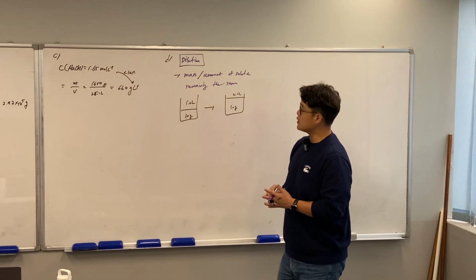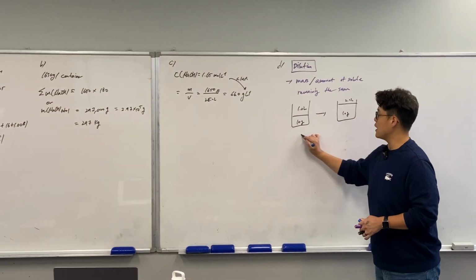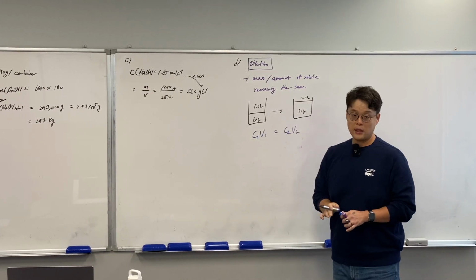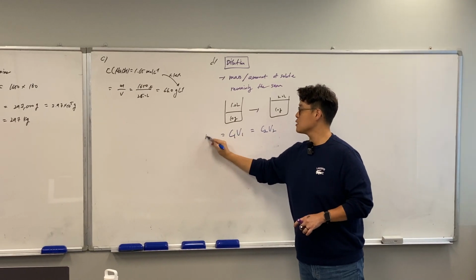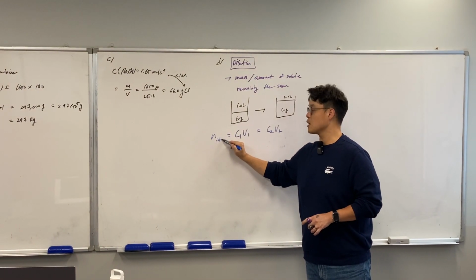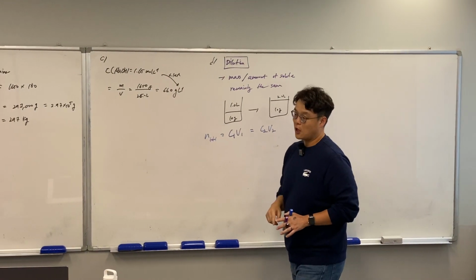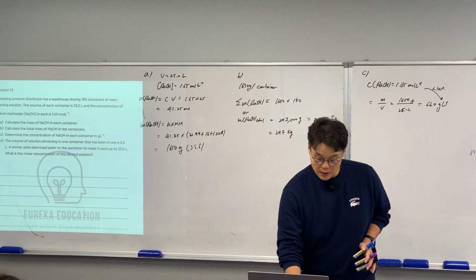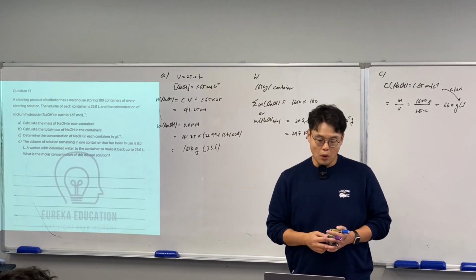So the formula for dilution, as you know, since n is the same, we're using C1V1 equals C2V2. C1V1 is the total amount of moles in the given solution. A lot of the time we use that to find the concentration. Now, we can use that formula for question D. So 8 liters remaining means that we still have the same moles.